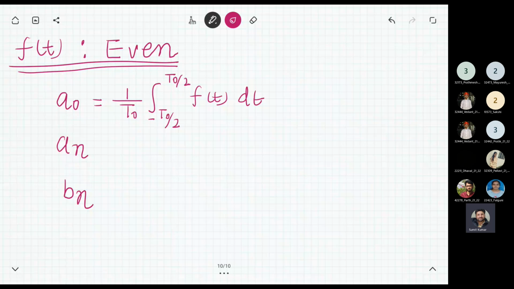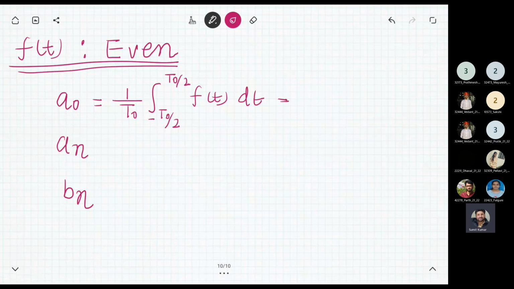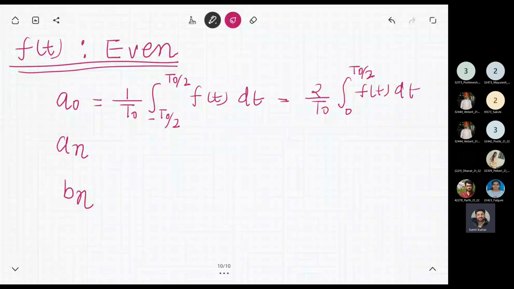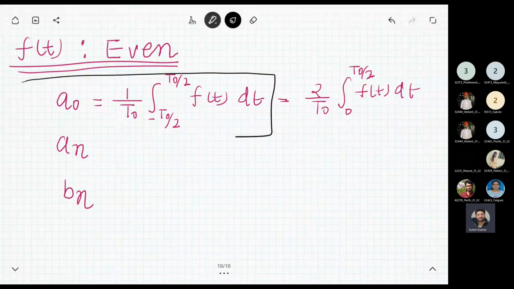So you can see that this will be 2 times, since Ft is even, 2 times 0 to T0 by 2, isn't it? So we can write it as 2 by T0, and after that we write 0 to T0 by 2 Ft dt. Though we don't do it, we compute this A0 by this formula only, okay? Though I'm writing it for the sake of completion, in practice we will be using this part of the formula only.